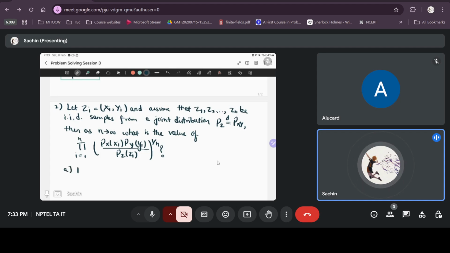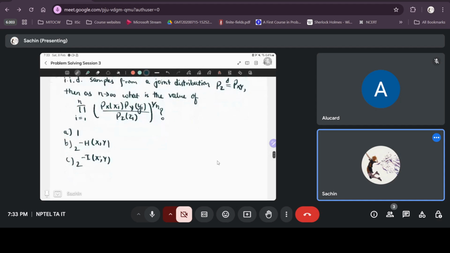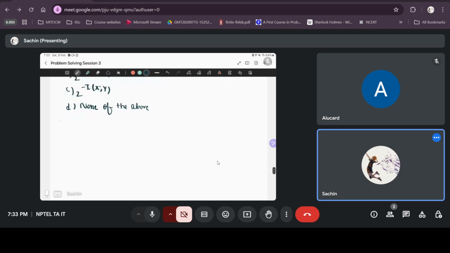And the options are: is it 1, 2 power minus H of XY, 2 power minus I of XY, or none of the above? Try it yourself. I'll come back and give the answer in 2 minutes.